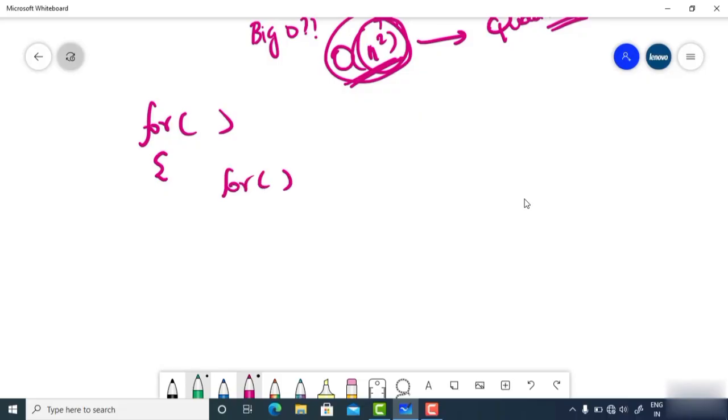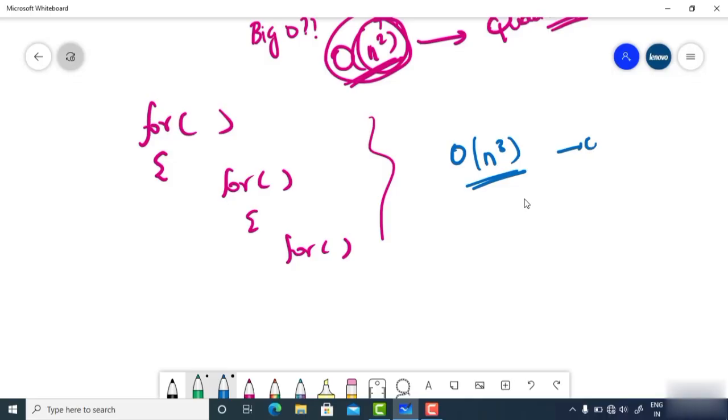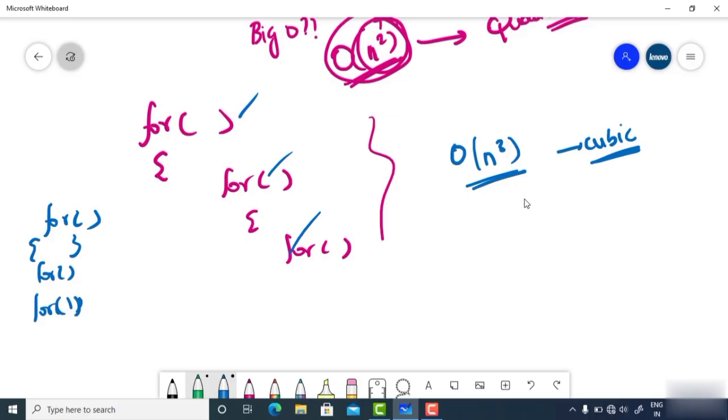What if I have three loops like this? What is the time complexity? I could easily say that it is O of n cube, a cubic time complexity, which is even worse, if I have three nested loops. But if I have three separate, independent loops which are not nested, then irrespective of the number of loops, I will have only linear time complexity. That is something to be understood here. I hope it is clear to you.